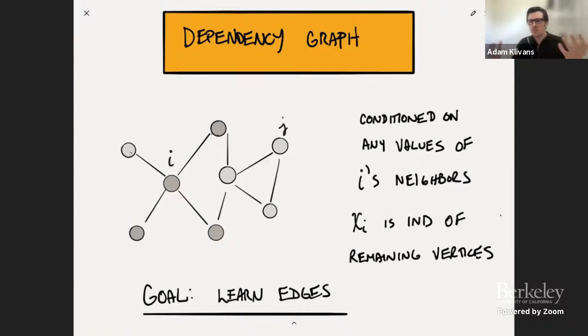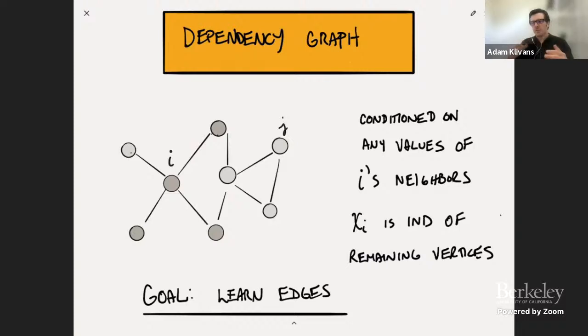So what is a dependency graph? If you fix a distribution on {-1, 1}^n, then you can come up with a graph on n vertices. And this graph encodes the conditional independence information about the distribution. The way that we put edges in this graph is, if I look at any vertex i and I condition on any values of i's neighbors, then the value x_i should be independent of the remaining vertices.